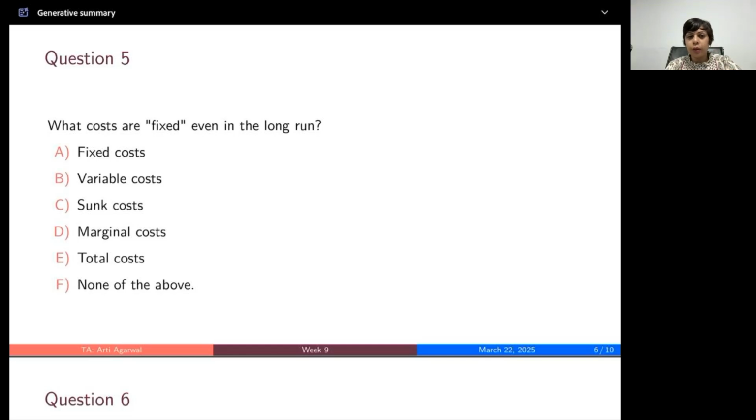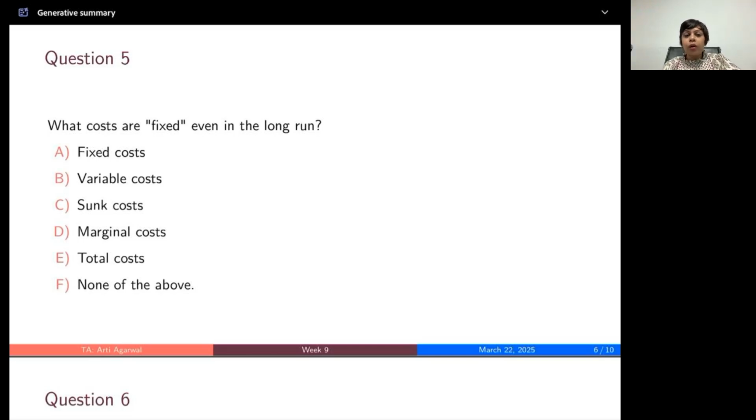Variable cost, of course, can be changed in the long run. The only cost which does not change in the long run is sunk cost. If you have spent money on something, that money is always gone, right? So that money you cannot recover or change in some way. The question is about what costs are fixed, meaning what you cannot change. So sunk costs are something which once you pay the money, it's gone, right? You cannot do anything about it.